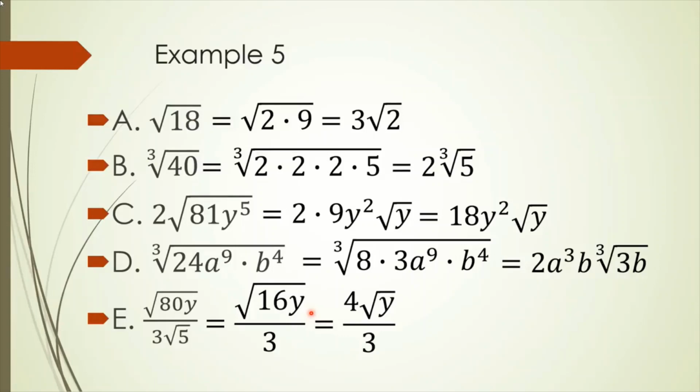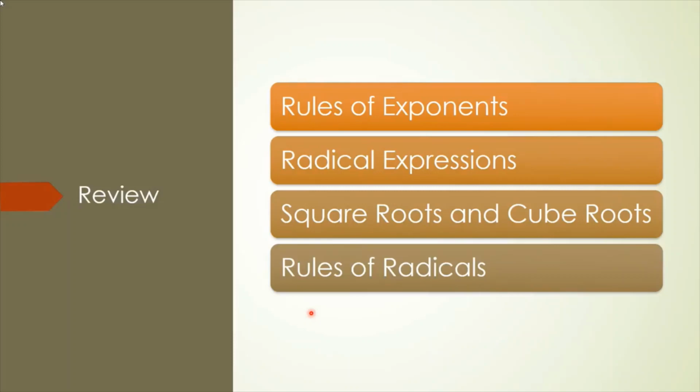And that's it. So let's review. We went over rules of exponents because there's a relationship between the rules of exponents and radicals. And that is the rules look really the same. What's going on in the background is that a radical is just like a fractional exponent. That's why at times we're dividing to simplify.